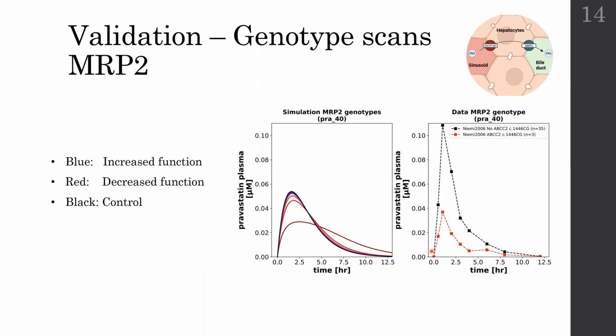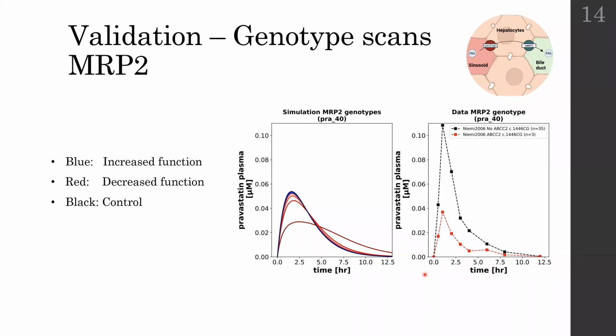And here the same idea applies. So we want to see if the model is able to predict the effect of an SNP on pravastatin pharmacokinetics. And this time we wanted to see the effects of the SNPs in MRP2. And again, we have a comparison between the model simulation and the study data, which was quite limited for MRP2.